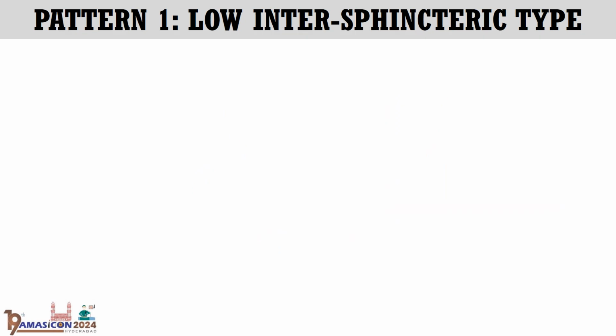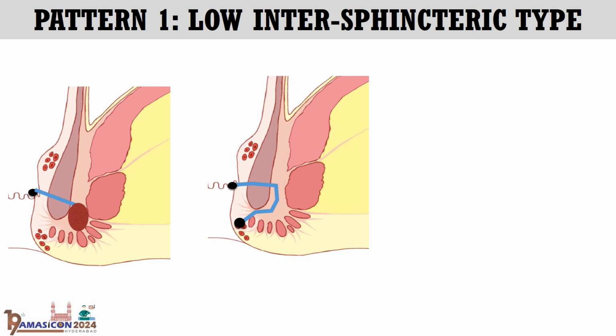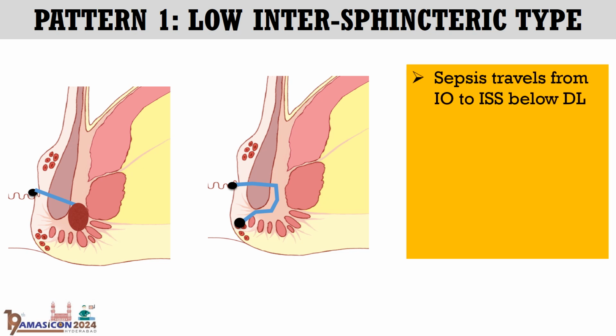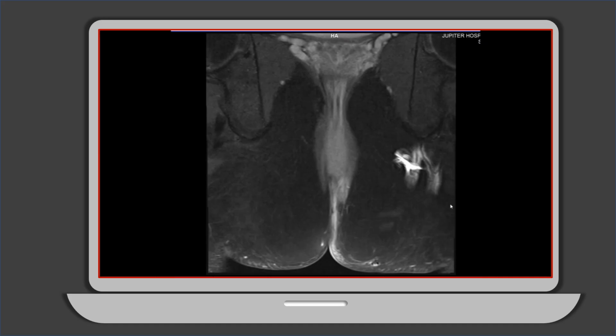Pattern 1 is the low intersphincteric type. It can be an abscess between the sphincters or a fistulous tract. The sepsis always starts at the internal opening at the dentate, travels to the intersphincteric space below the level of the dentate, extends between the internal anal sphincter and the subcutaneous part of the external sphincter, and reaches the perianal space either in the form of an abscess or a fistula. The internal opening, only in the low intersphincteric type, can be located anywhere from 1 to 12 o'clock.